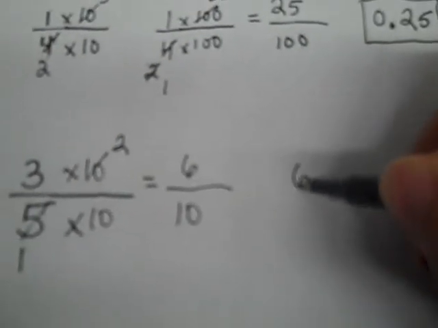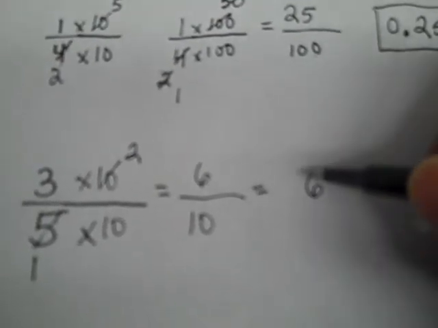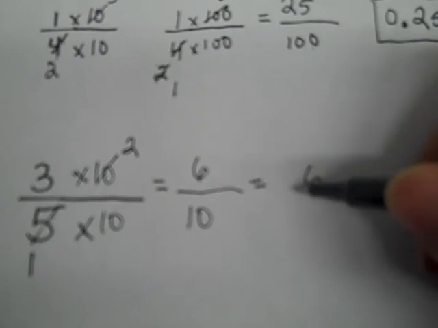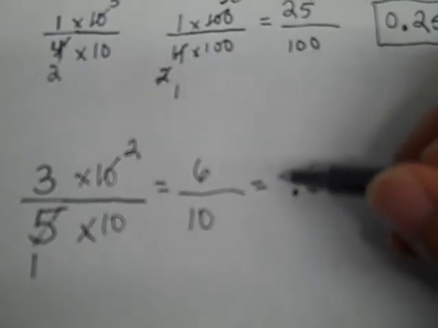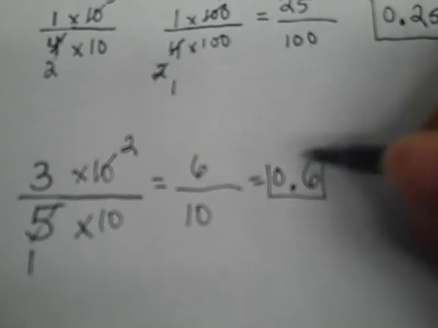I see the number 6, and how many digits are to the right of the decimal point? 1. Is 1 digit to the right of the decimal point? Because there's 1 zero. And then just for clarity, add a 0. 0.6.